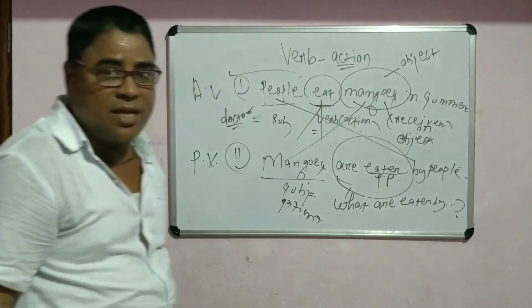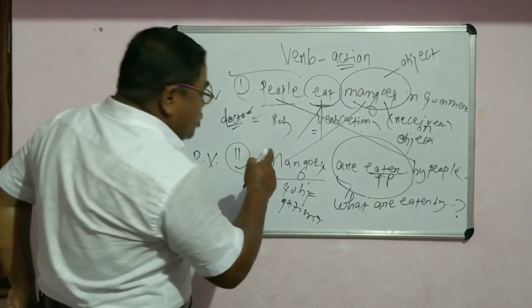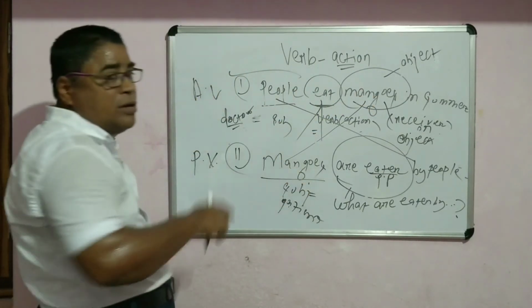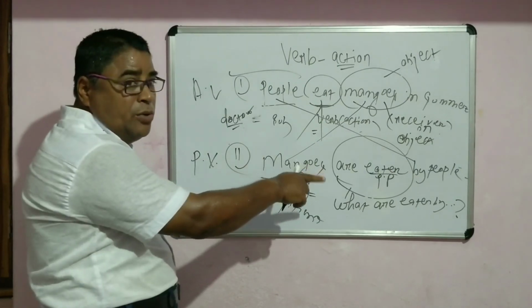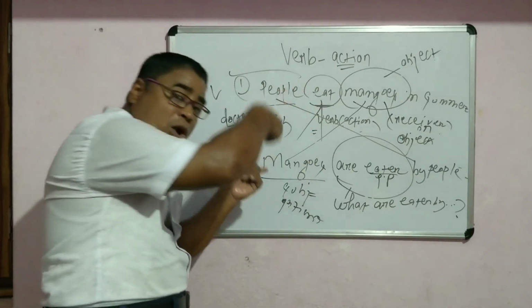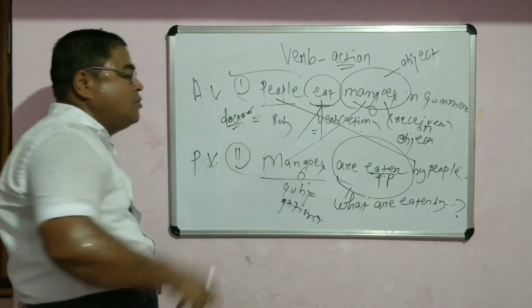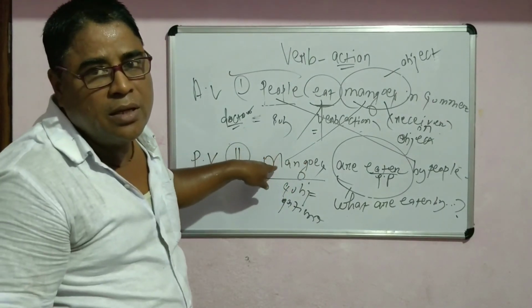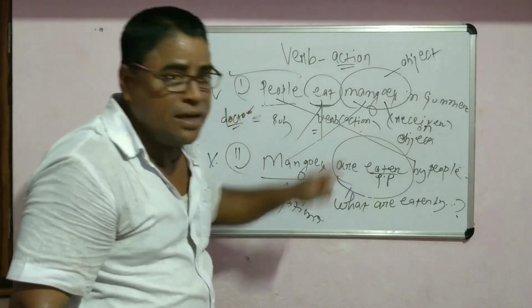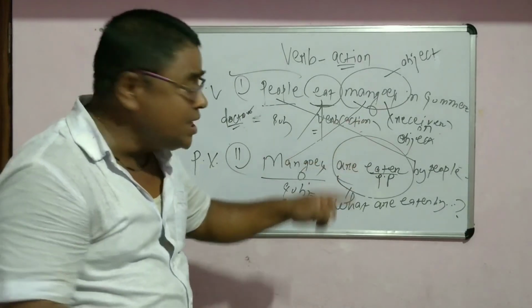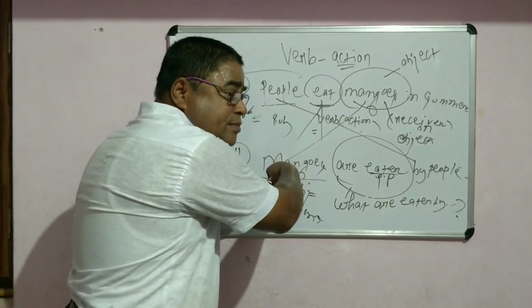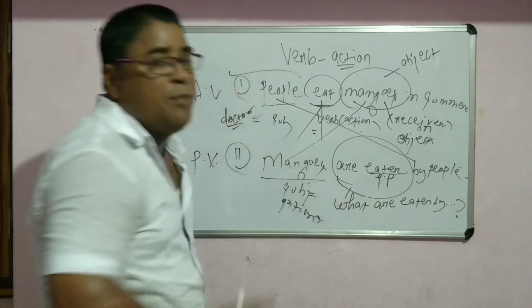Something is the object. But in the passive, the subject becomes the sufferer. The subject does not do. Rather, something is done to the subject. And the subject is mangoes. What is done to the mangoes? That means mangoes are eaten. The act of eating is being done to mangoes. That is why the sentence is passive.